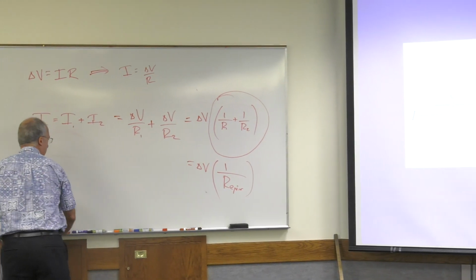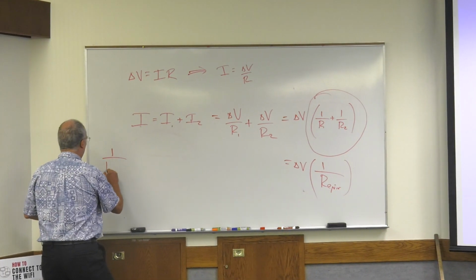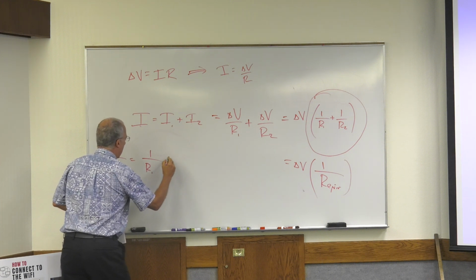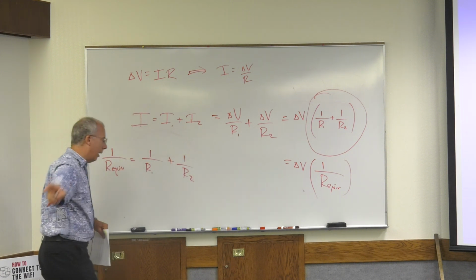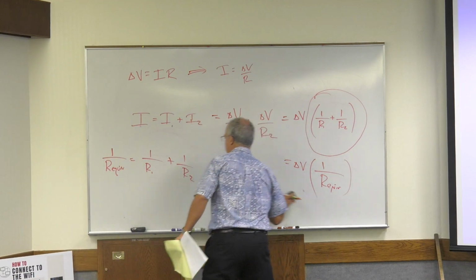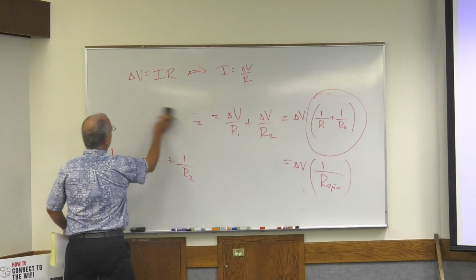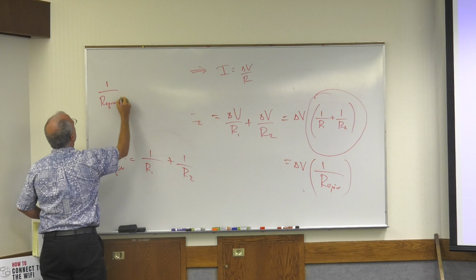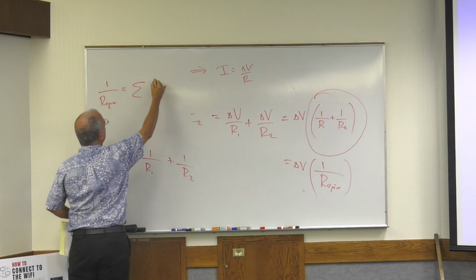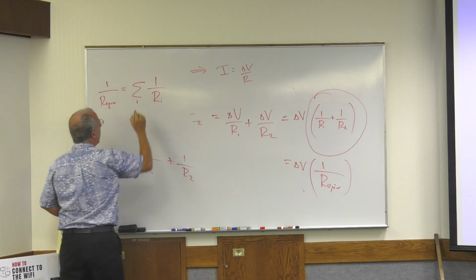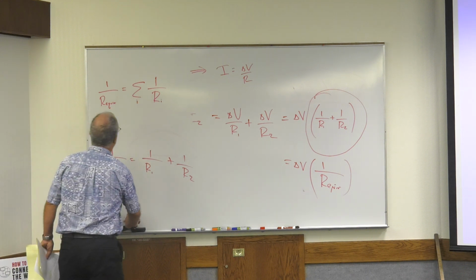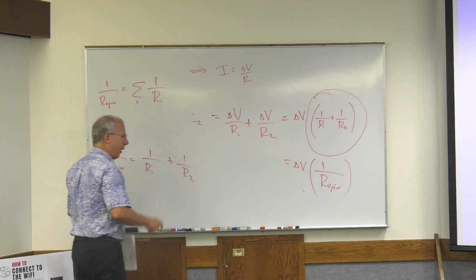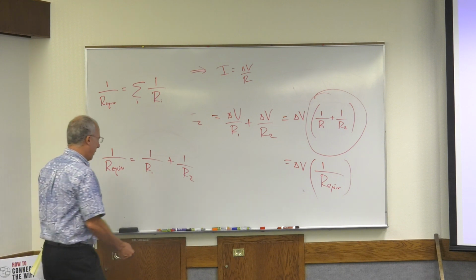All right, so here, this is what I'm saying. So 1 over R equivalent is 1 over R1 plus 1 over R2, on and on and on. Depends how many resistors you have. So if you wanted to, you could write it like this. You could say 1 over R equivalent equals the sum of 1 over R. Okay, that's one way to write it. Some people don't like that, because they don't like working with 1 over things, so this is a different way to write it.